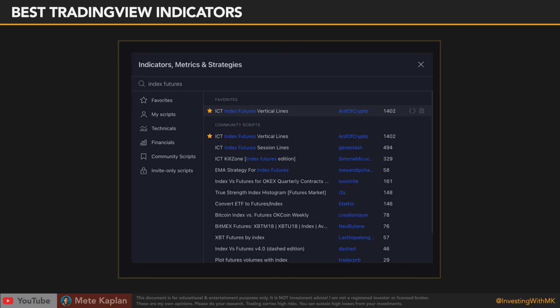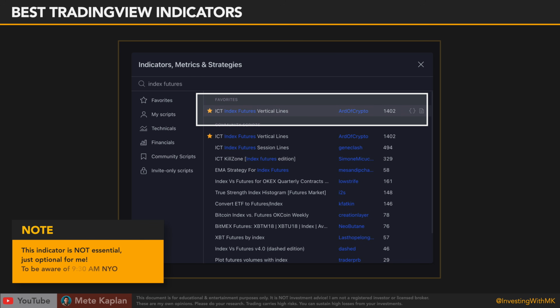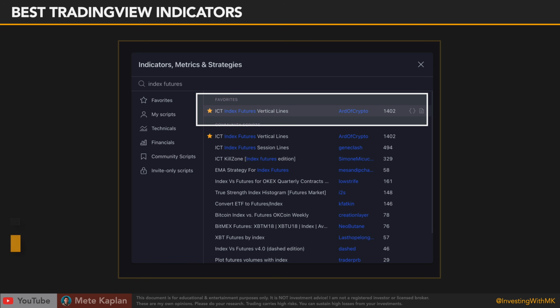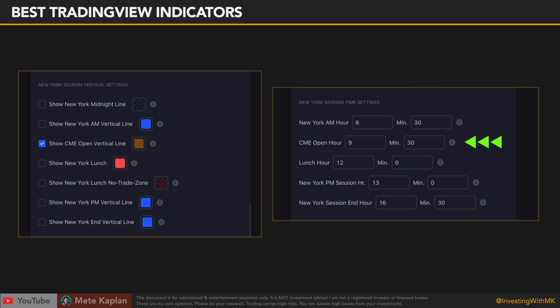First of all, this indicator is not essential. This is a very big and complex indicator. However, I only use this for one single purpose, showing me a vertical line at 9:30 a.m. for the New York market opening. So in the settings, I have everything else disabled. I have only two things set. I check the CME open vertical line under the New York session settings. I also set the CME open hours to 9:30 a.m.